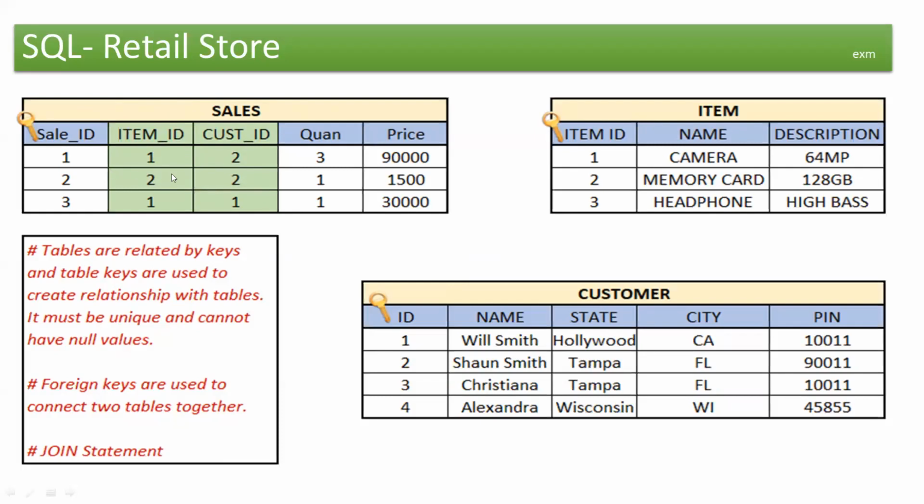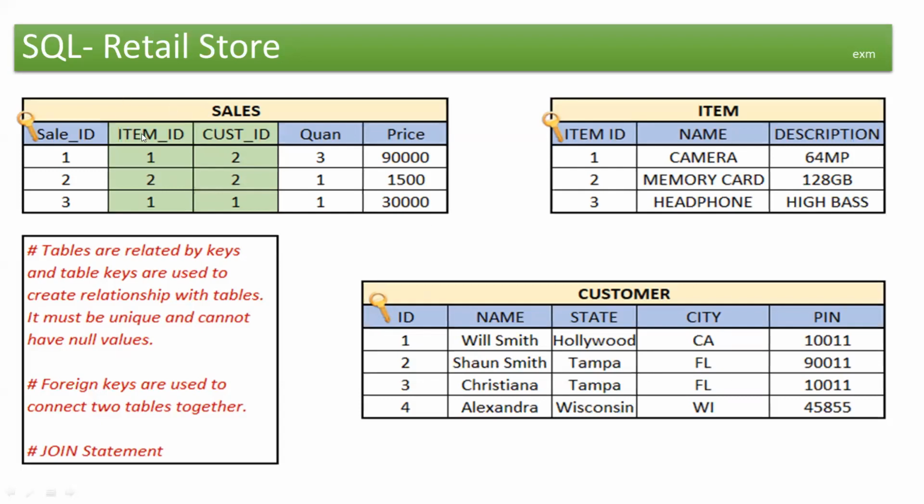Let's say you go to a shop and you buy something like a camera. Consider yourself over there. Your item ID in the system is 1, which is the camera. So it will capture that information. It says camera, with a description of 64 megapixel. And then customer ID. I'm entering the database over there, and I might have the customer name as well. I'll go and key in the second customer ID for Sean Smith, state of Tampa, Florida, and pin code whatever.